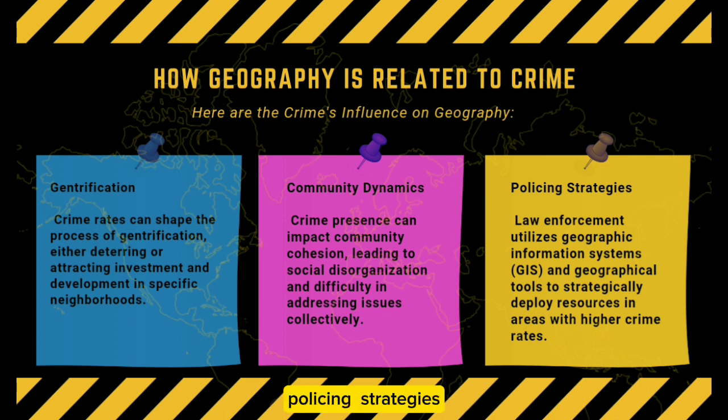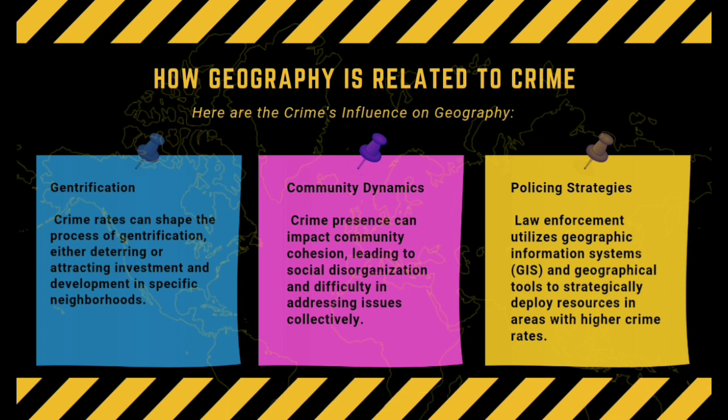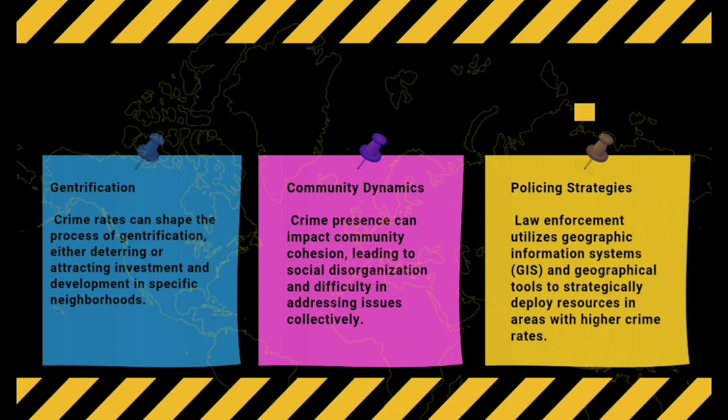Policing strategies. Law enforcement utilizes Geographic Information Systems, or GIS, and geographic tools to strategically deploy resources in areas with higher crime rates and to analyze crime data. It postulates that crime will not display an even geographic distribution, and that this variation is a result of the interrelation between humans or groups of humans and their surroundings.